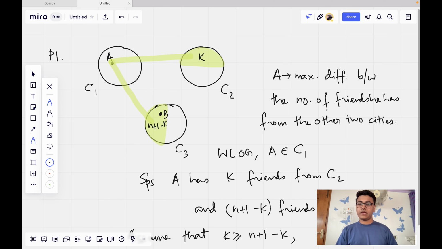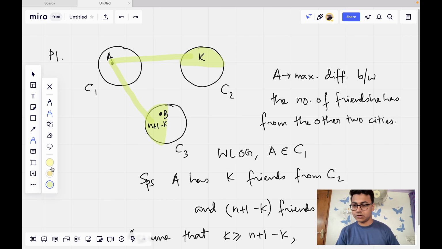B is a friend of A from C3, and you will notice quickly that if B is friends with any of these k people from C2, we are done, because we'll just pick that friend, we'll pick A, and we'll pick B, and we will get a triangle. If that is not the case, then B can have at most n minus k friends from here, right?